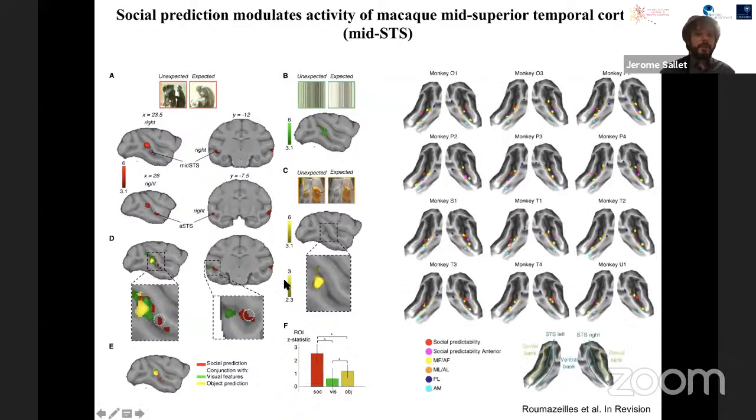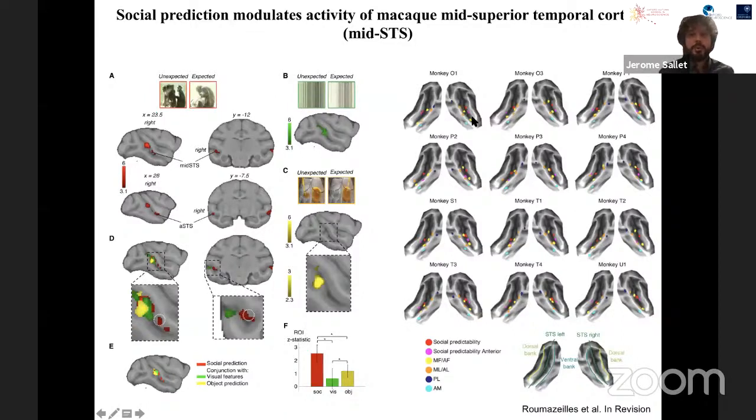So this was conducted on 14 animals, a large group of monkeys, and Léa also performed a subject-by-subject analysis. On this figure, what is plotted is the unfolded superior temporal sulcus. Here you have the left temporal sulcus and the right temporal sulcus. And what you have is these social prediction clusters that are in fact located on the dorsal bank of the superior temporal sulcus, towards the fundus.